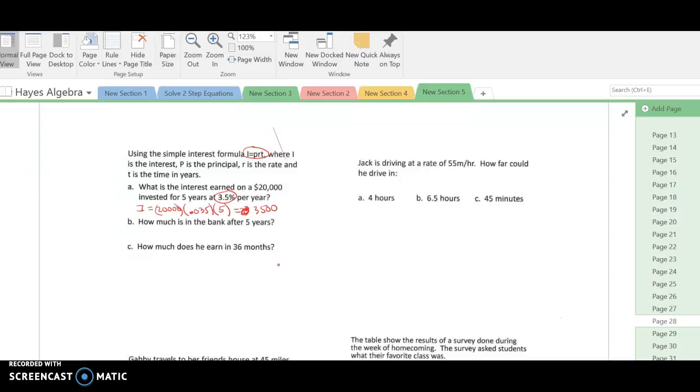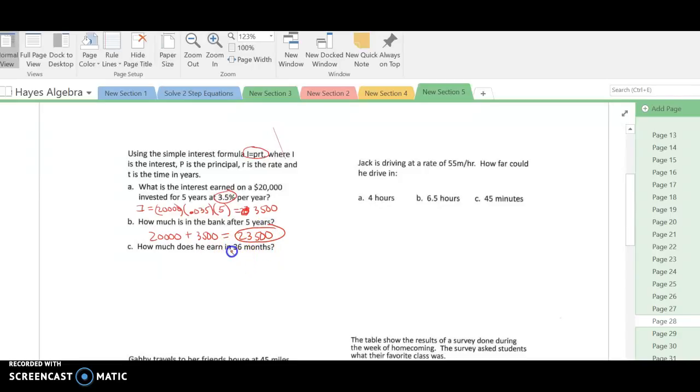Okay. So now the question is, how much is in the bank after 5 years? Well, you have your initial 20,000. Now we add the interest we earned, and that means you would have $23,500 in the bank after 5 years.